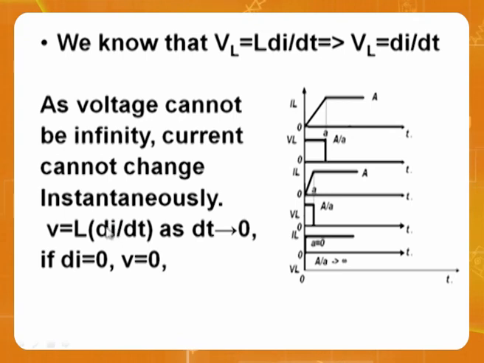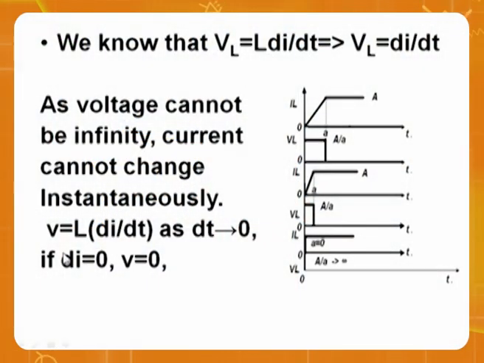Suppose something by something tending to 0 is going to infinity. Infinity is not accepted. 0 is accepted. 0 voltage is accepted. Therefore, di has to be 0. di means what? Change in current. Change in current means what?